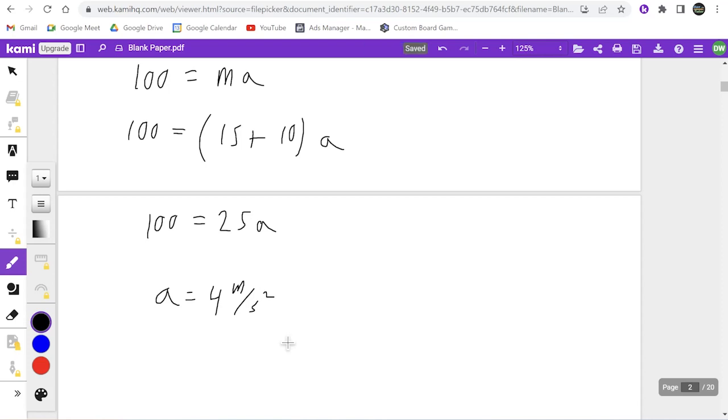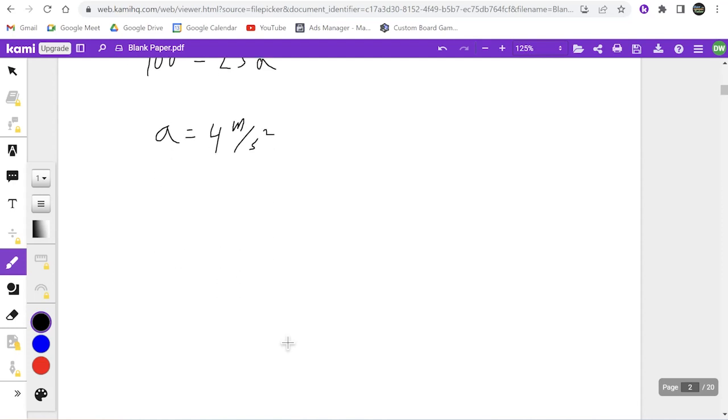And remember, that's not just true for the one box. That's true for all the boxes. All the boxes are accelerating 4 meters per second squared. So we're done that. We looked at the system. Now what should we do? Well, now we're going to look at one of the boxes individually. It doesn't matter which one you choose. You can choose box A or box B.